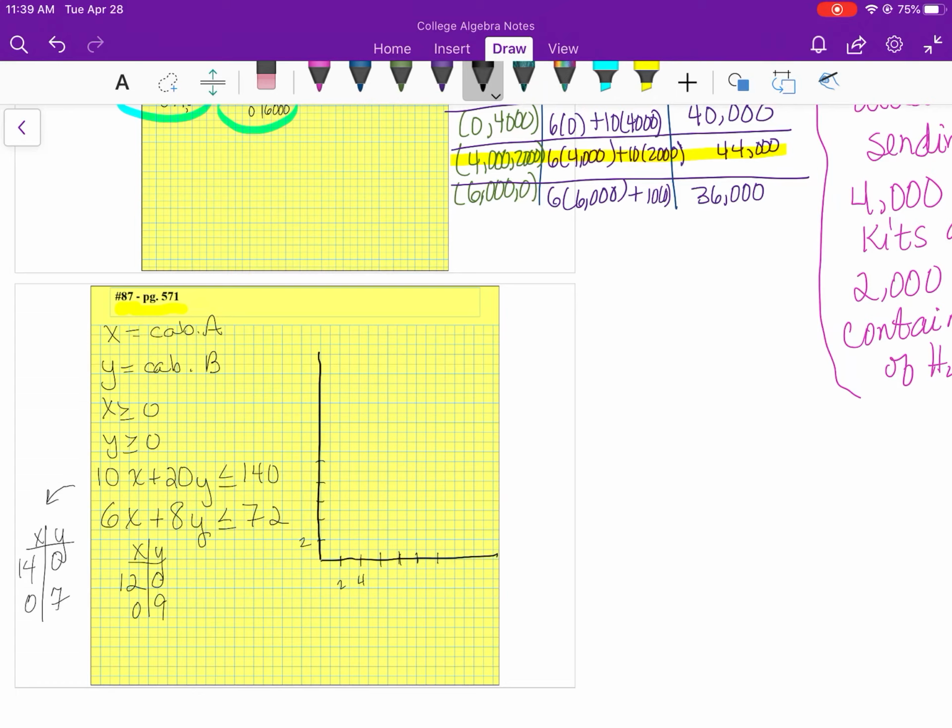All right. So 14, 0. 0, 7, 2, 4, 6, 7. And you guys will probably need to use a ruler there. 12, 0, and 0, 9. 2, 4, 6, 8, 9.